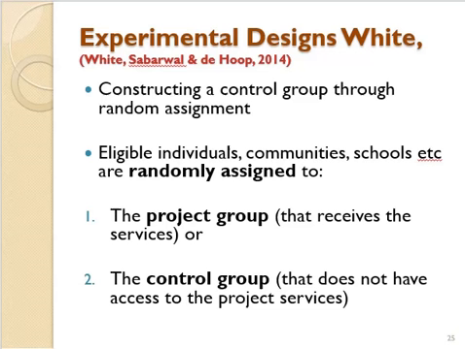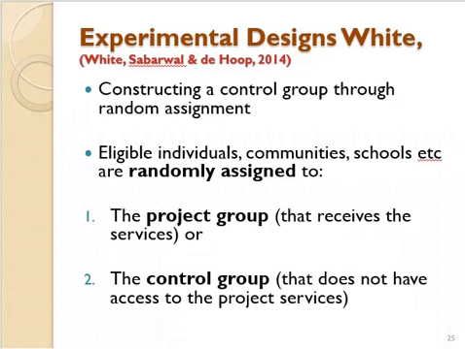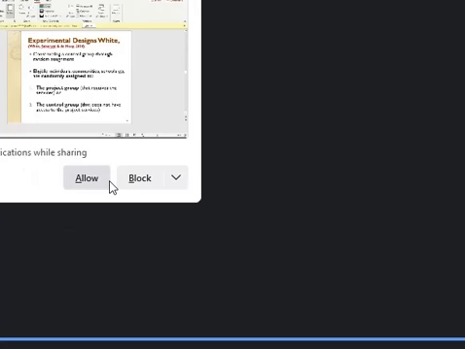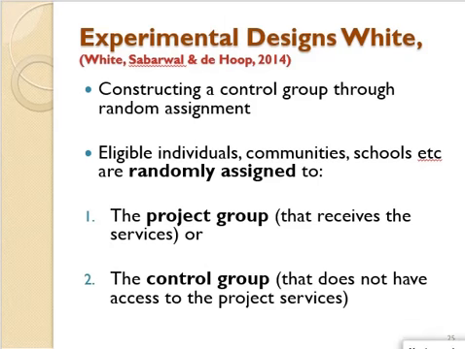So for experimental designs, you must construct a control group through a random assignment. So you identify a certain community where your intervention is being implemented, and after that you select the eligible participants, which you can later on group into control and treatment groups. Okay, and then it's those that you can now assign in terms of control or treatment.